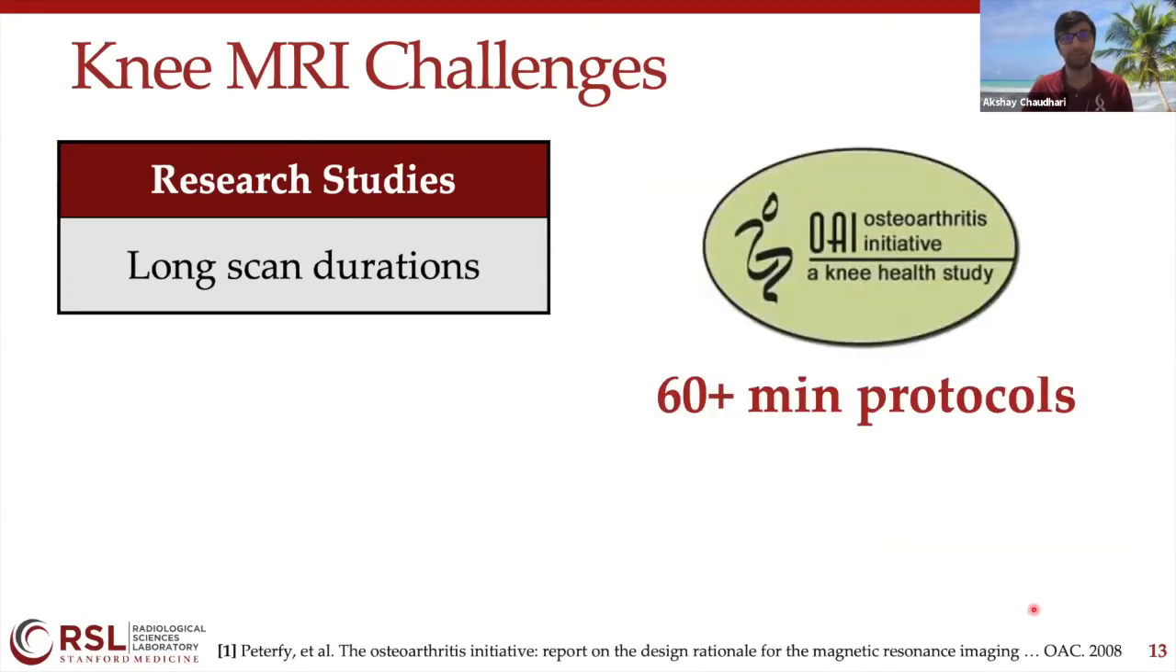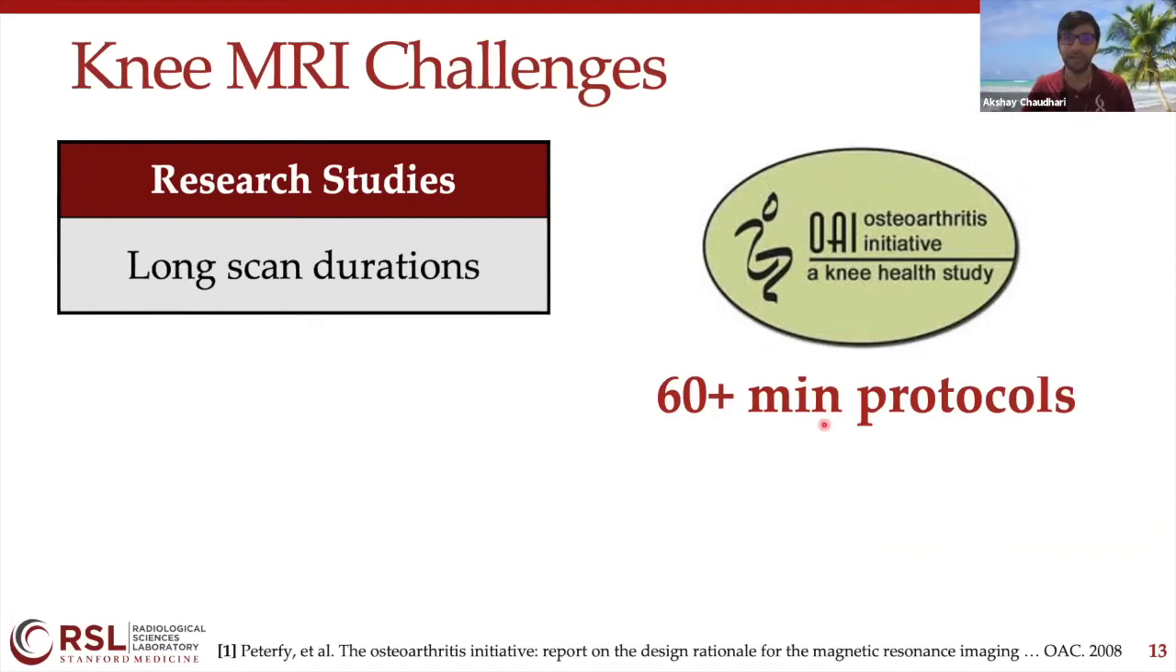And then when we transition from clinical studies to research studies, we face a different range of challenges. For example, one of the largest clinical studies that was performed to better understand osteoarthritis was known as the Osteoarthritis Initiative, which scanned around 5,000 subjects with knee OA at 8 different time points. However, the imaging protocol required more than an hour of scan time per knee. So this really precluded being able to scan an even larger cohort.